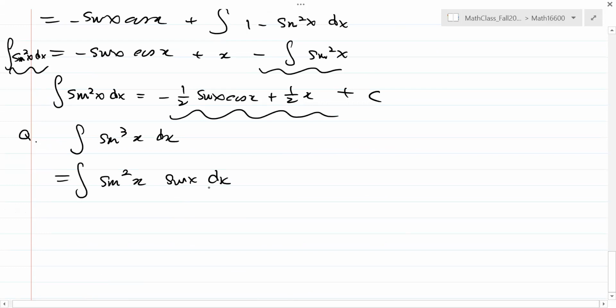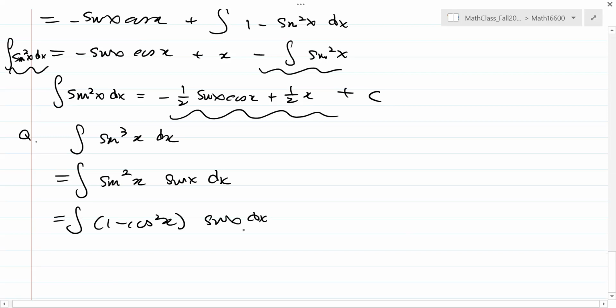Maybe this is trivial, okay? Let's see. I don't even need the integration by parts. So sine square is going to be 1 minus cosine square x, and sine x dx, okay?